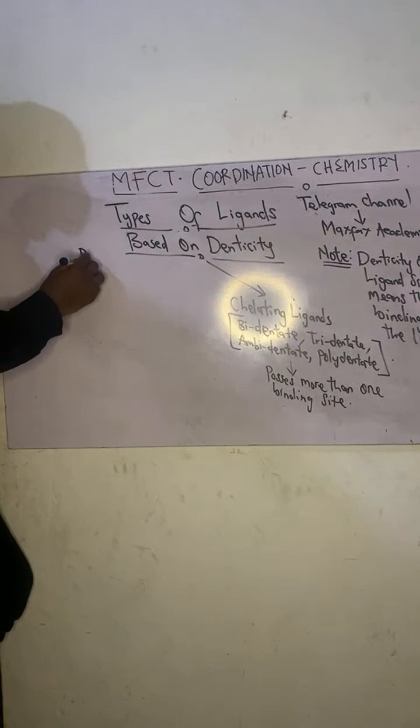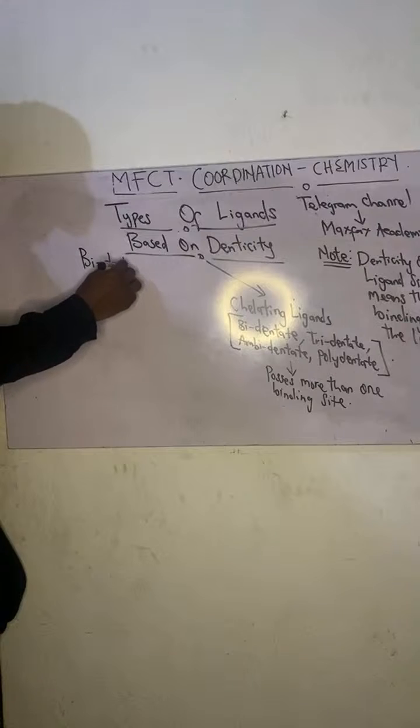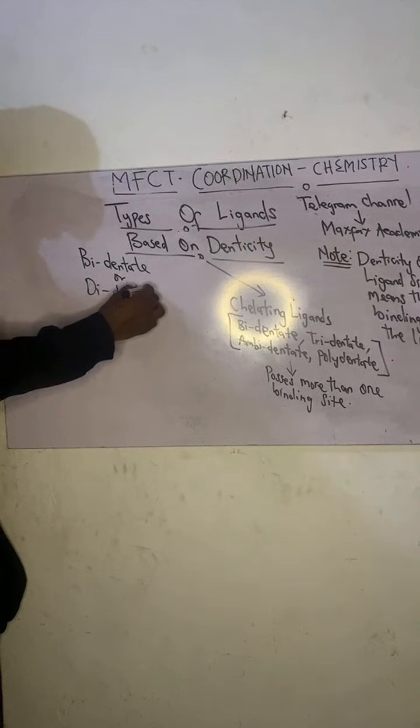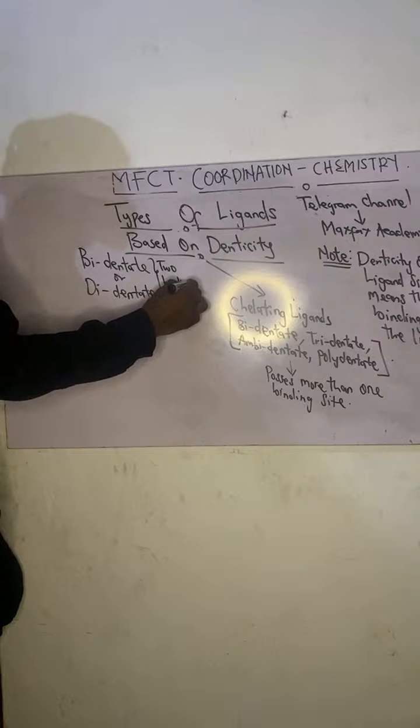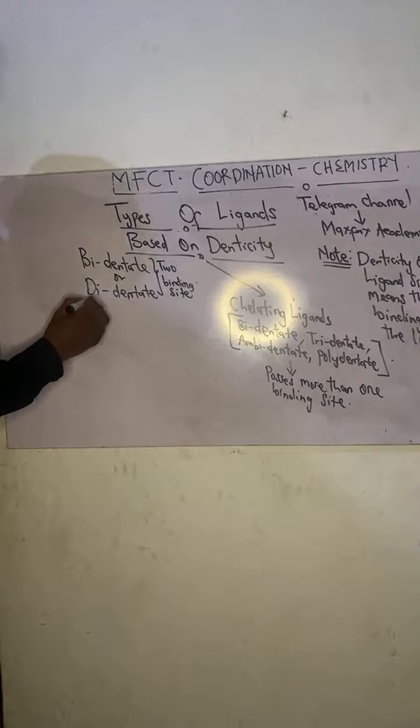If we are talking about bidentates, we can also refer to them as didentates. Bidentates or didentates are the ones that have what? Two binding sites. They have two binding sites. Examples of common bidentates.